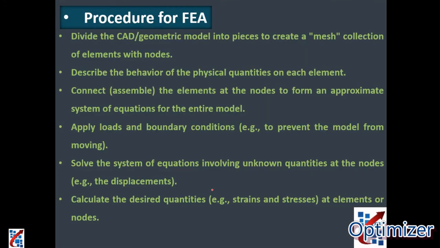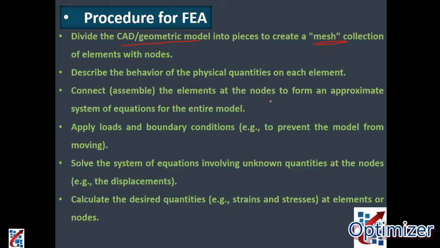Now we are going to discuss the procedure of FEA, or steps involved in FEA. If you recall our first slide, when the CAD is created, then only we are going to do the CAE analysis. So the first thing you require is a CAD geometry. After that, you need to mesh it, or discretize it, to convert the infinite problem into a finite problem. Then describe the behavior of the physical entity on each element. That means you need to define the behavior of the element.